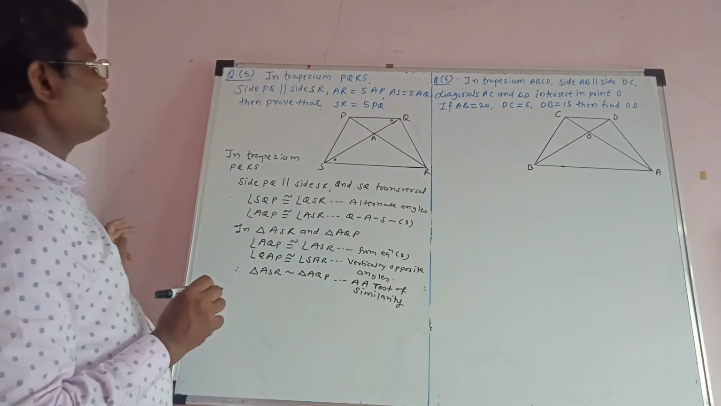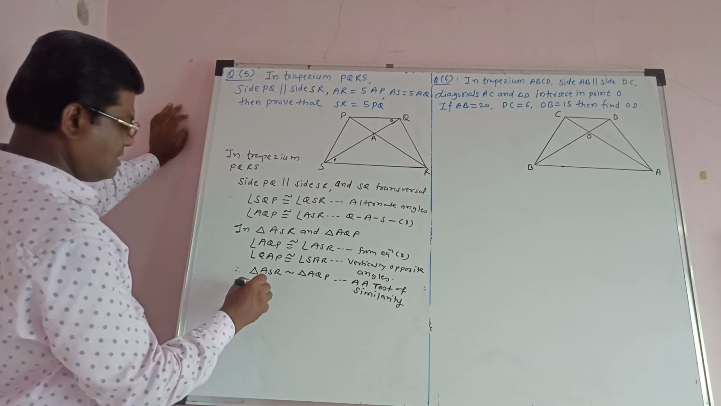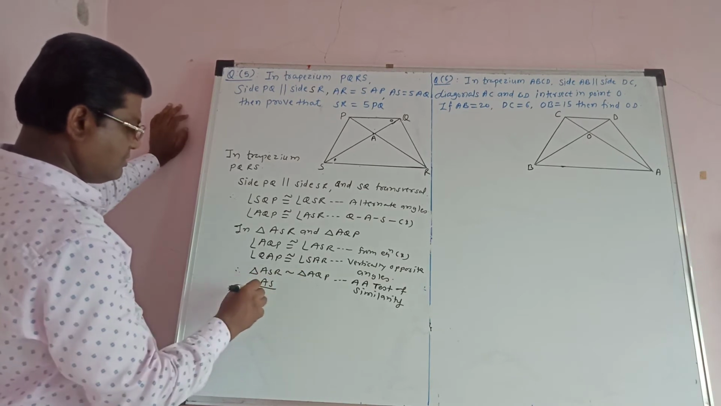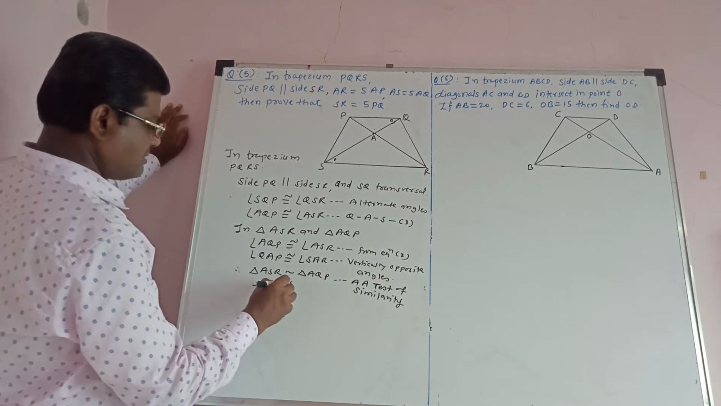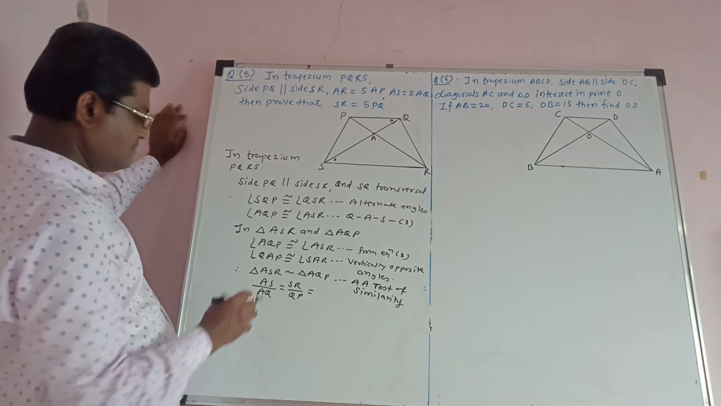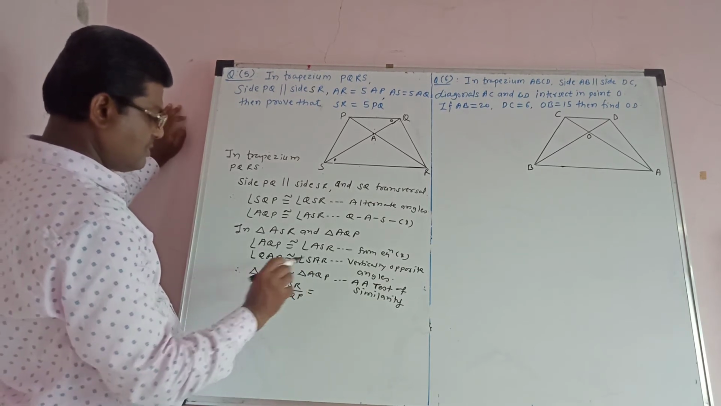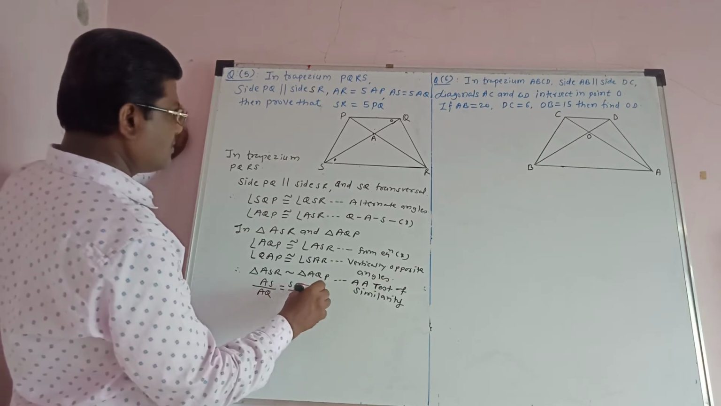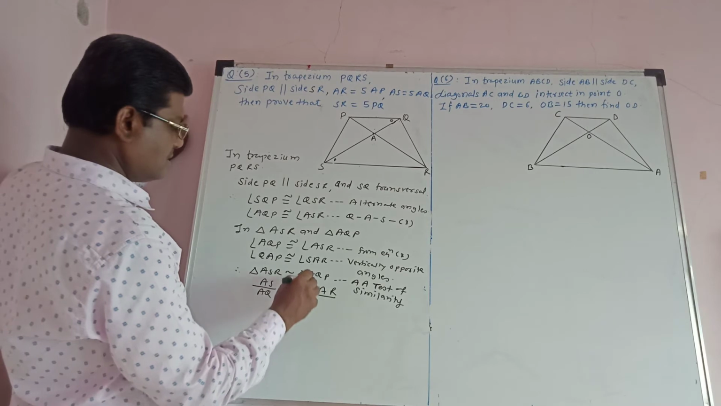Now take the ratio of sides. AS upon AQ is equal to SR upon QP, is equal to AR upon AP.